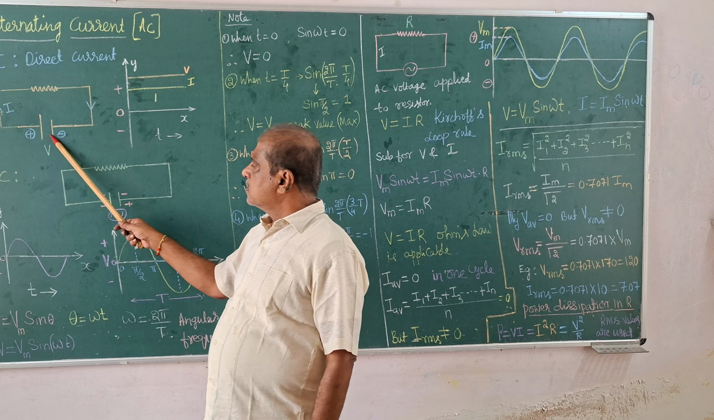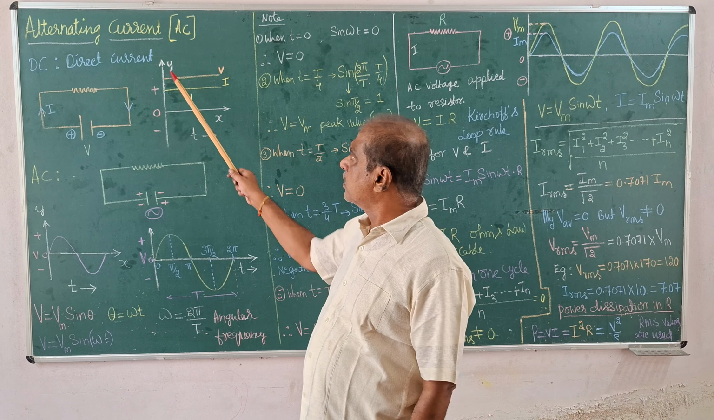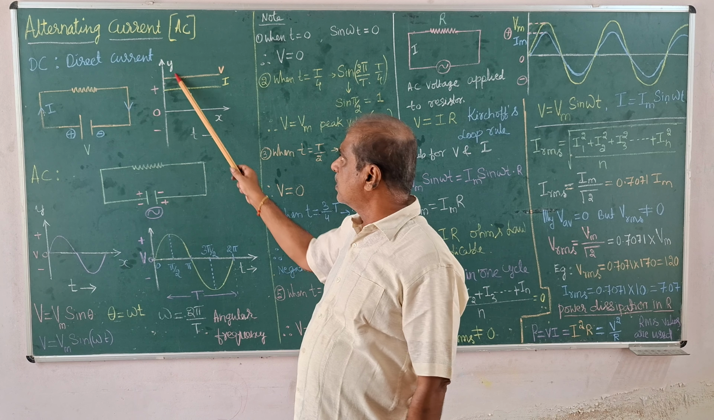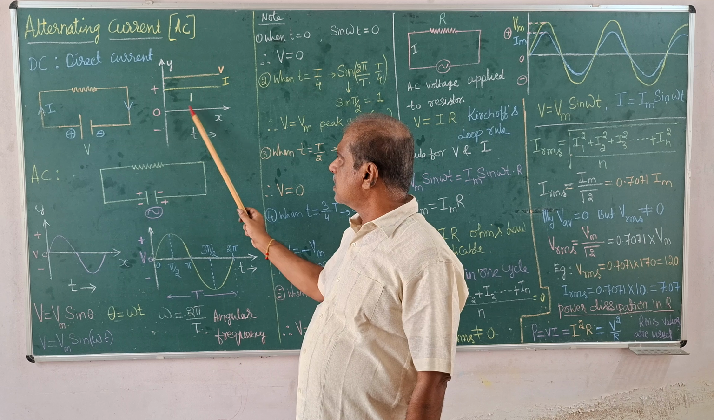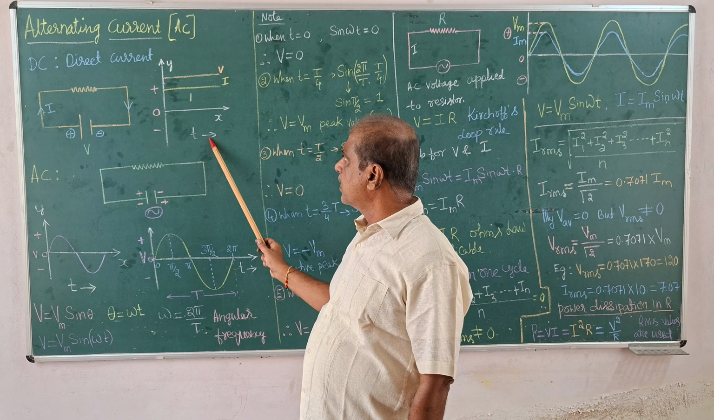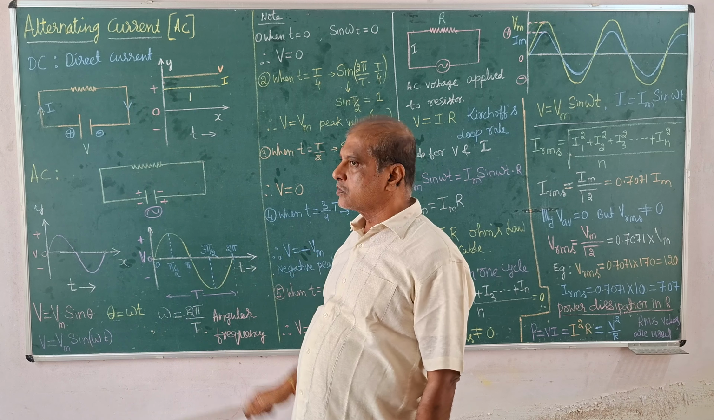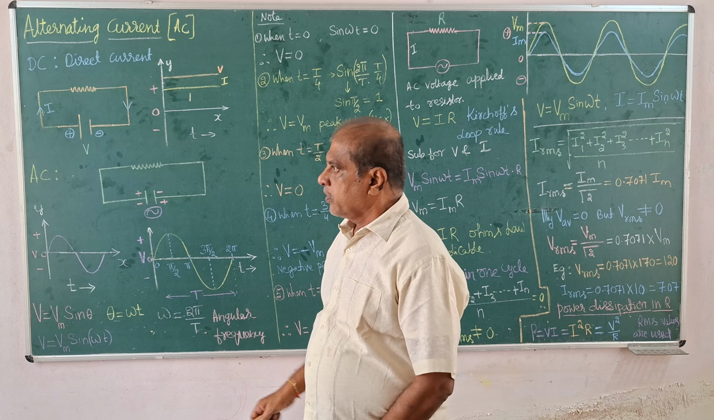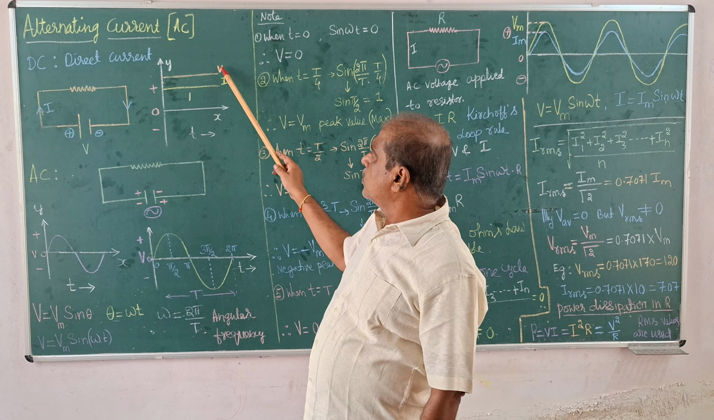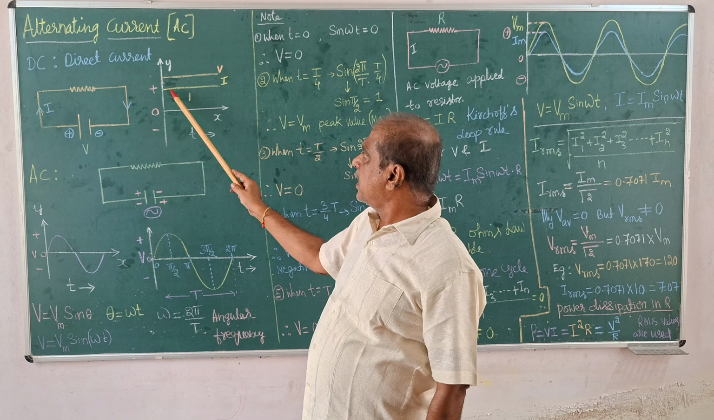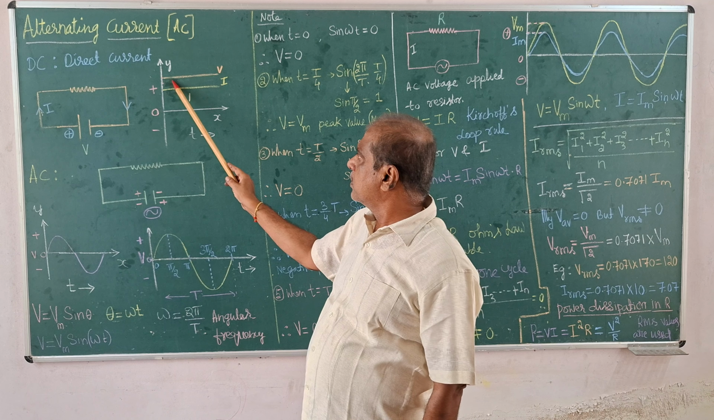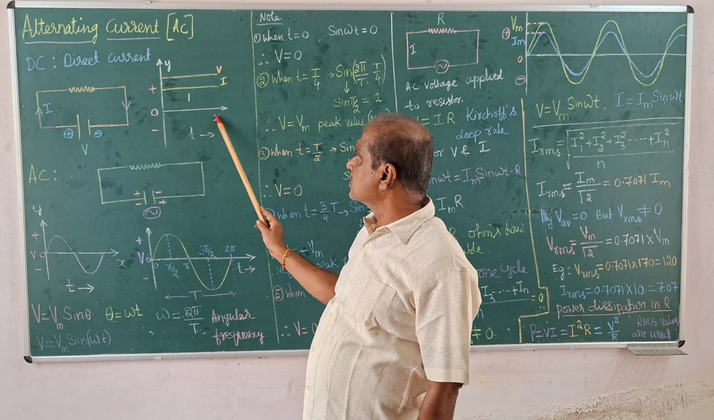This we can represent by graphs. The graphical representation uses x and y coordinates. Along the x axis you take t, the time variable, and on the y axis the current values and voltage values, both. When you draw the graph for the current and voltage, we get a straight line. Both of them will be a straight line parallel to the x axis.